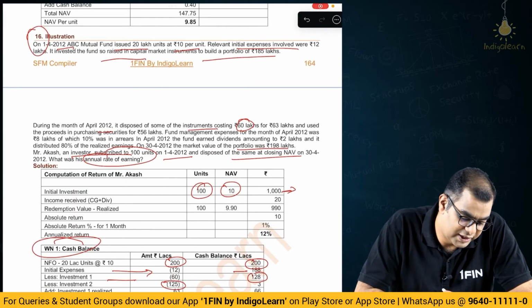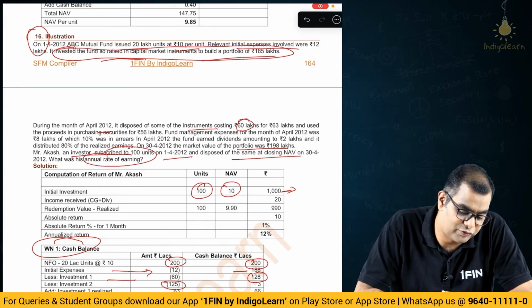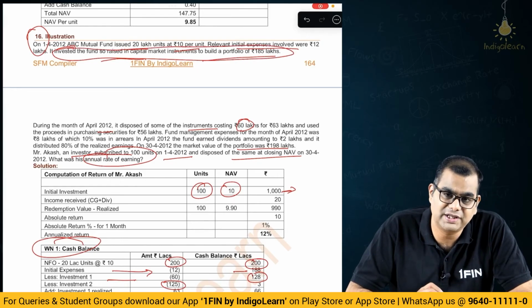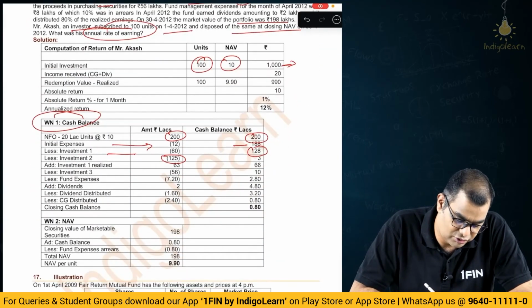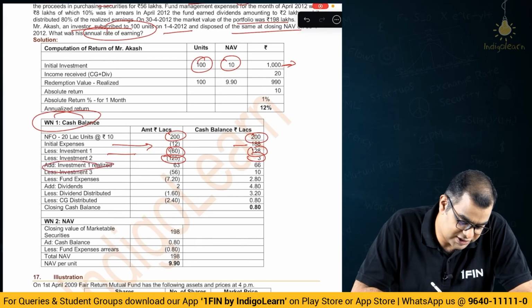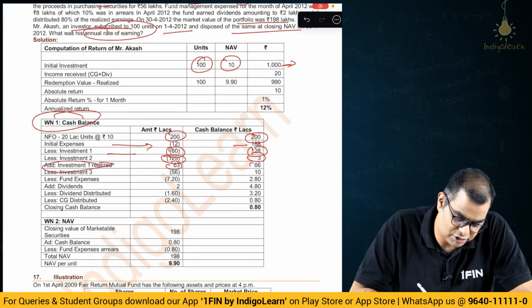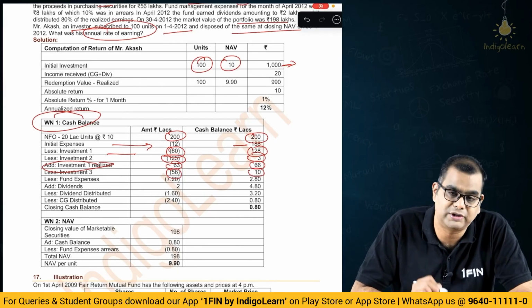Then the second investment. The first investment you made was 60. Now, what did they say? It invested the funds so raised in capital market instruments to build a portfolio of 185 lakh. So, out of 185, 60 is invested first. So, the balance is 125. You have to read the question very, very carefully. So, you invested the next 125. So, the closing cash balance is 3. Then, you sold the first investment for 63. So, total cash is 66. And then you made a fresh investment of 56. So, your cash is now 10.